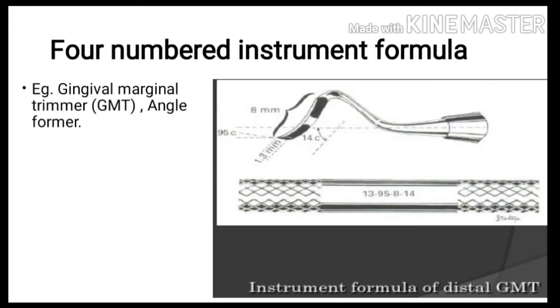You may be asked in the exam or viva about a 4-numbered formula instrument. An example will be the gingival margin trimmer (GMT) or angle former. You can see in the figure here is mentioned 13, 95, 8, 14. In the figure, 13 is representing the blade width, 95 represents the 95 centigrade of primary cutting edge angle, 8 represents the length of the blade, and 14 represents the blade angle.